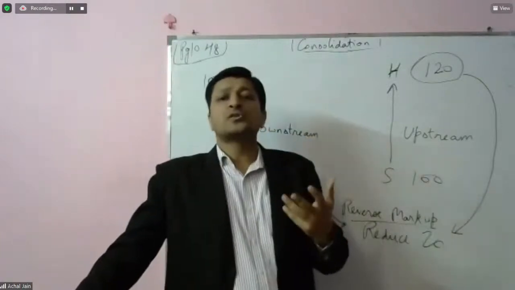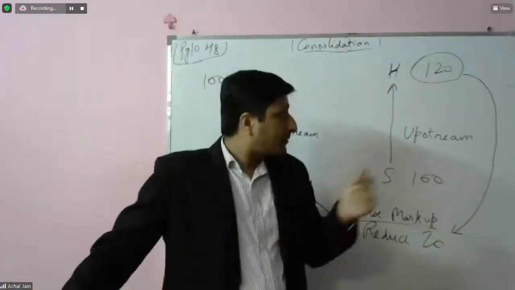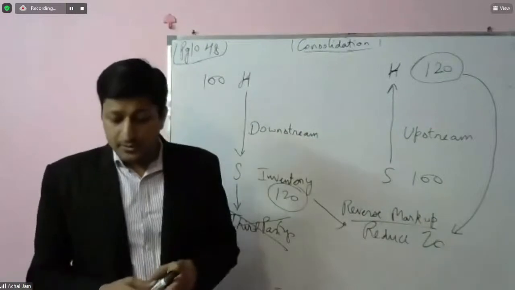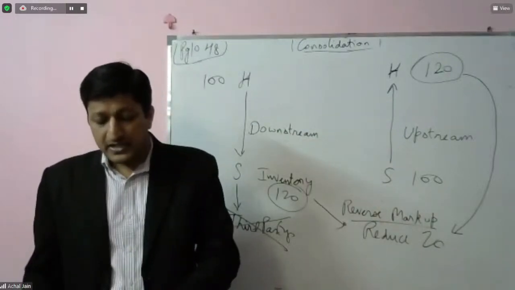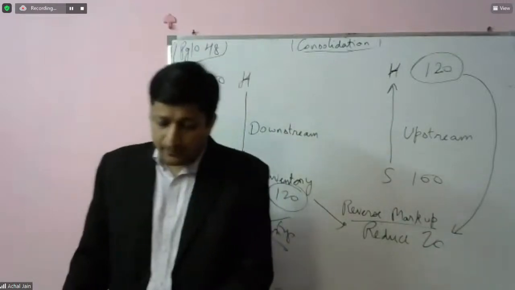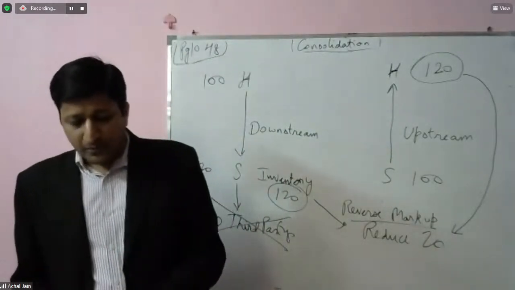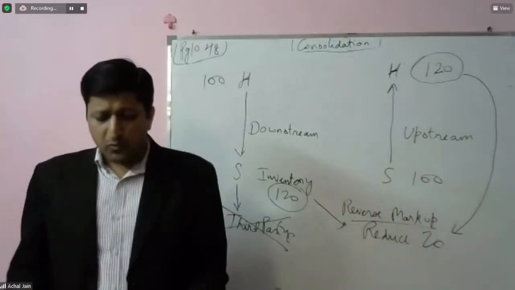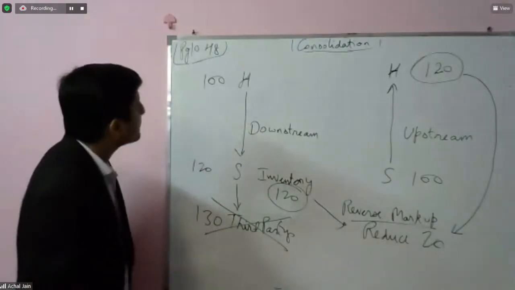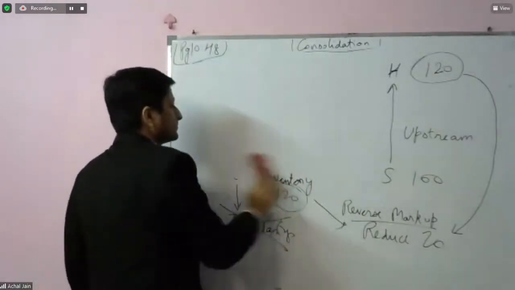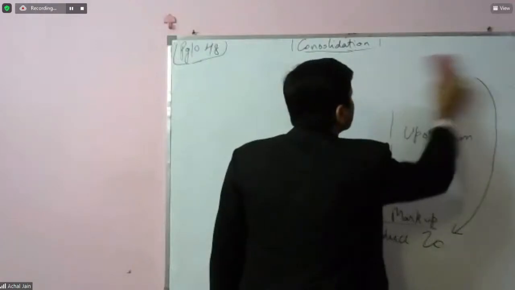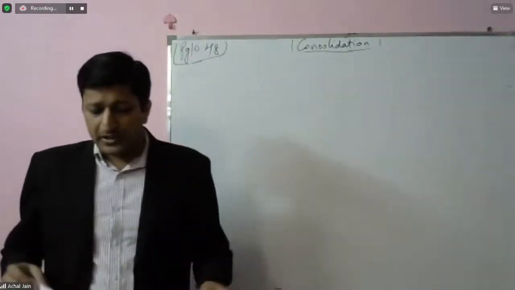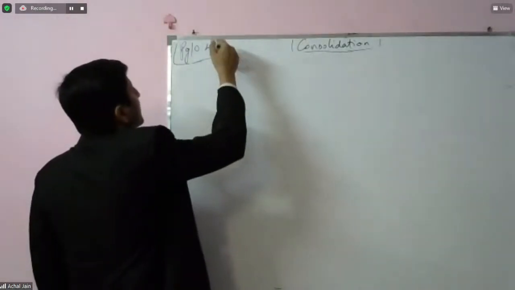Why? Because whenever H books the profits, it's fully for H. But whenever S books the profit, it's partly for H and partly for minority. So that's why whenever such a situation arises, we'll have to take care of this aspect. And for this, we can quickly move on to this small illustration number 11. Can you move on to illustration number 11? This is page number 10.49.